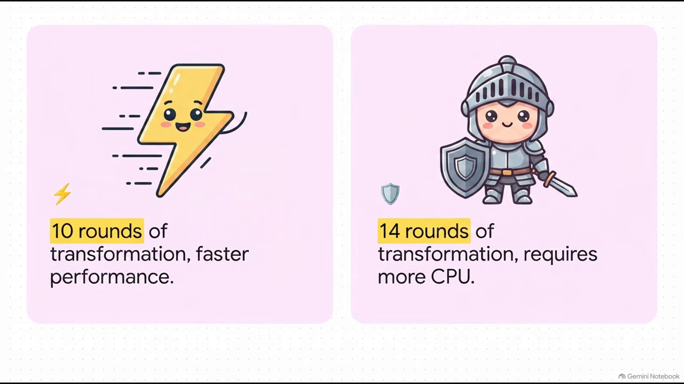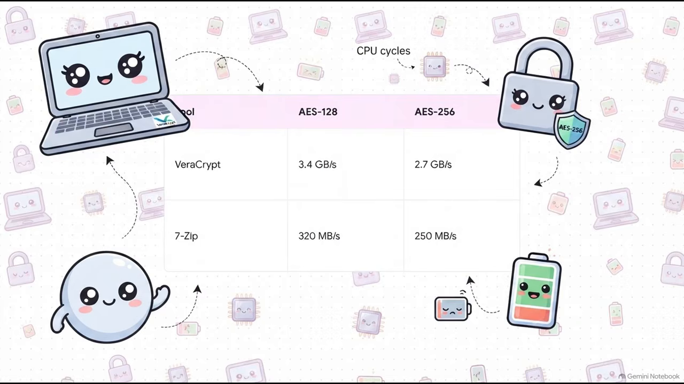Now, obviously, doing 14 rounds of complex math per block is going to require a few more CPU cycles than doing 10. In theory, more CPU cycles means slower computers and drained batteries, right? Well, let's put some real numbers on that. If you look at a modern laptop running VeraCrypt, AES 128 moves at 3.4 gigabytes per second, while AES 256 moves at 2.7. In 7-Zip, it's 320 megabytes versus 250 megabytes per second. So yes, AES 256 is roughly 20 to 22% slower. But for the everyday user, you're absolutely not going to notice it. Thanks to built-in AES acceleration on modern hardware, the actual hit to your speed and battery is practically marginal.